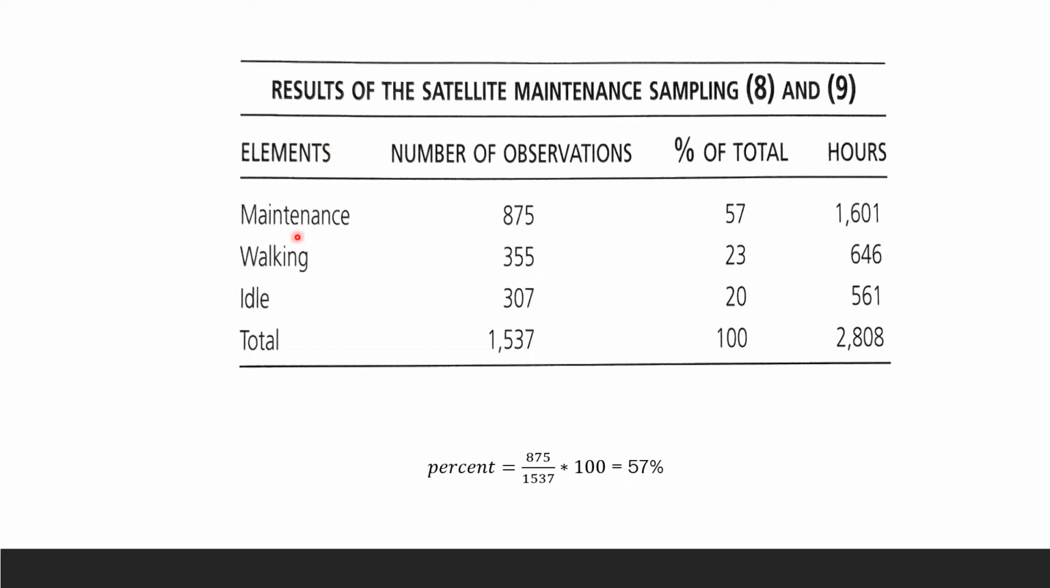So elements here: maintenance, work, idle, three of them. We do the same thing. Observation is what you observe out of your facility, and then you write that down: 875, 355, 307 for these work elements, and you get the total 1,537. This divided by that times 100 is going to give you the percent of that work. So therefore the sampling is 57% for maintenance, 23% for walking, and idle is again 20%.